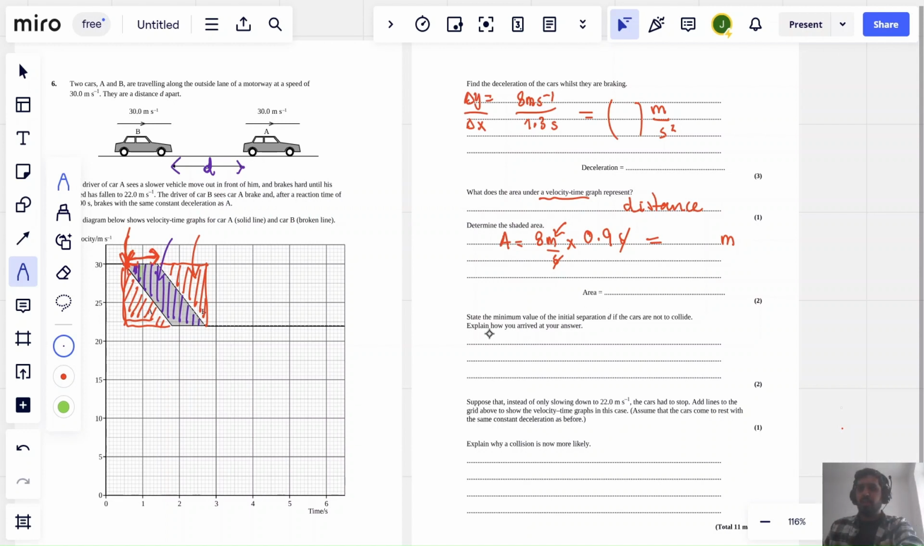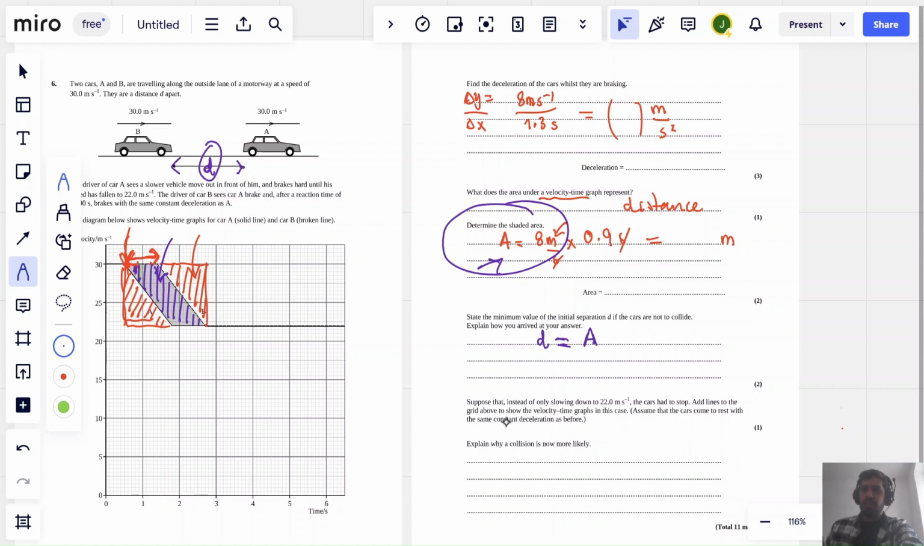In this question, they are just asking to state the minimum initial distance d if the cars are not to collide. So the minimum initial distance should be exactly equal to this gray area that we calculated here. So you can say that d should be at least equal to A if the cars are not to collide.